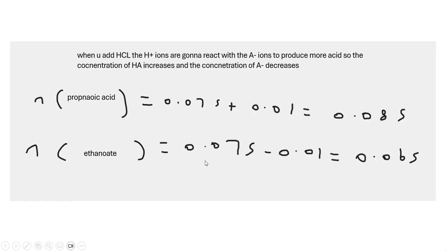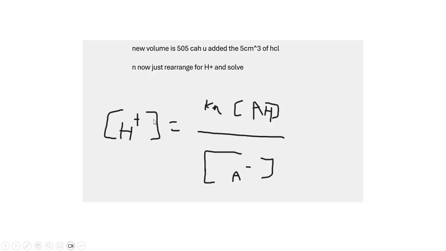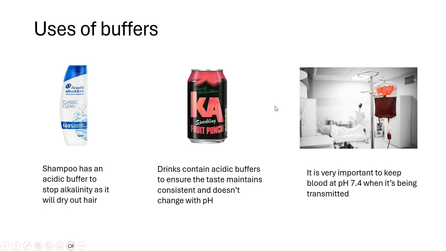Propanoate is going to decrease because that's what the H plus is reacting with, so we're taking away propanoate, and that's going to be the original moles of propanoate ions minus 0.01, and that's the new moles here. Now just put it into the equation, so you've got H plus is equal to Ka times HA over A minus. Also, because you added 5 centimeters cubed of HCl to 500 centimeters cubed of buffer, you also need to change the volume. The volume is not 500 anymore, it's 505 now. But it should cancel anyway, so I don't think it's really relevant. Then just rearrange for H plus and solve it. Do minus log 10 of H plus and you get the pH.